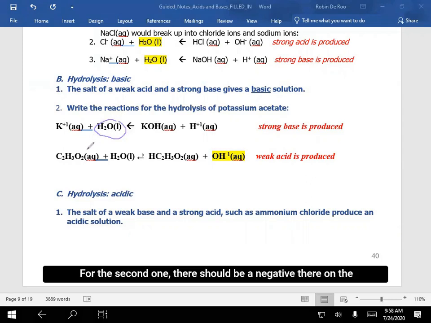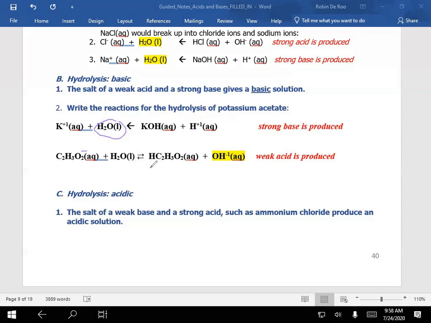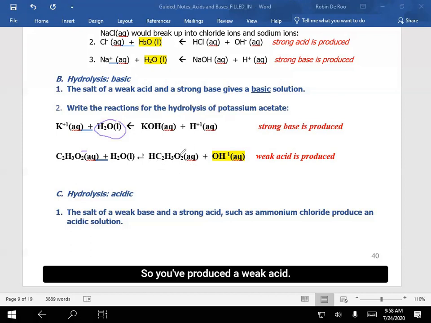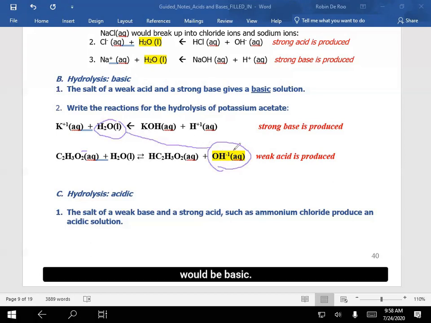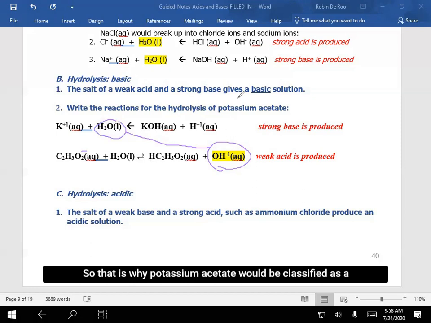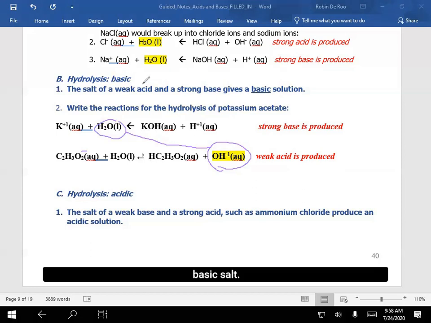For the second one, there should be a negative there on the acetate. Acetate plus water gives you acetic acid plus hydroxide. Because it's acetic acid, you have an equilibrium. So you've produced a weak acid. So you have hydroxide that is dissolved in water, and that would be basic. So that is why potassium acetate would be classified as a basic salt.